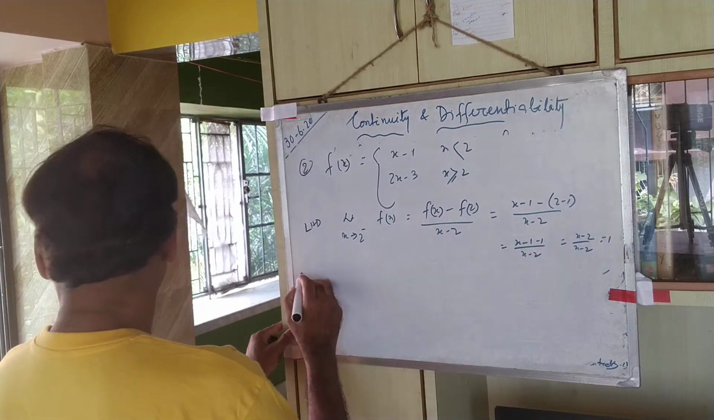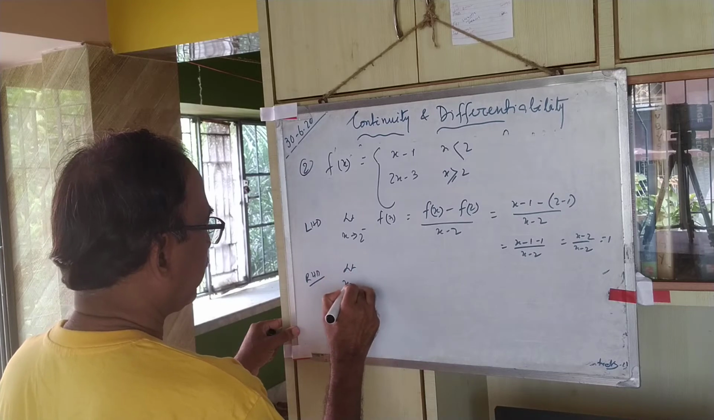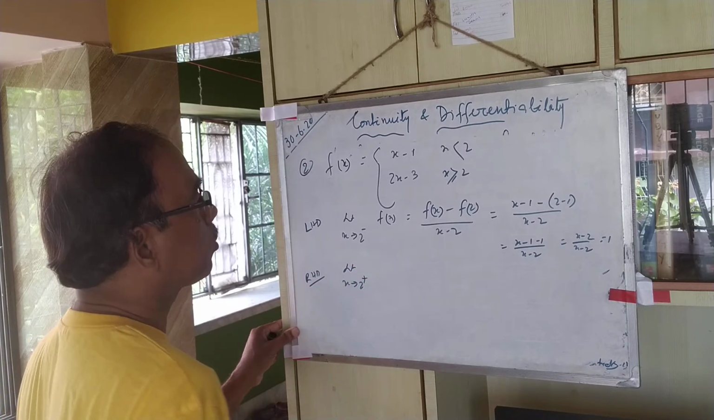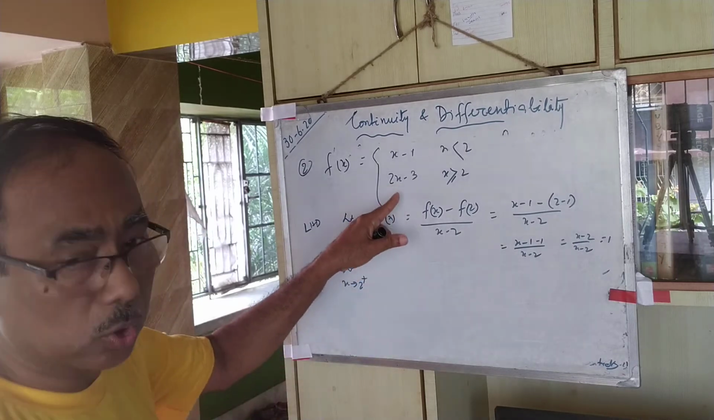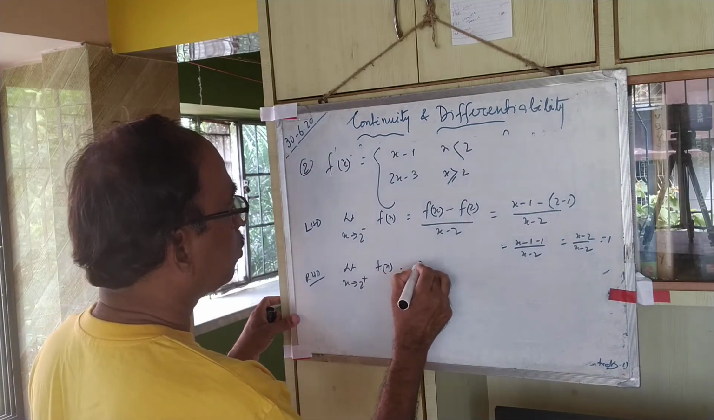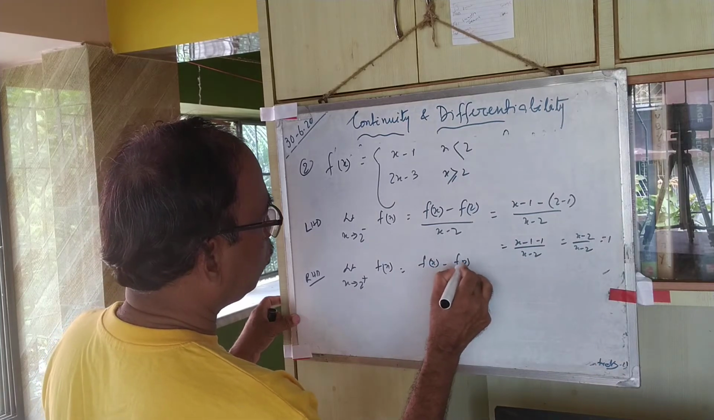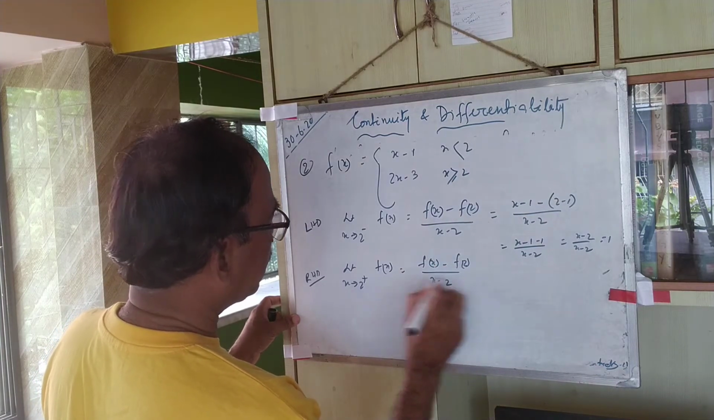But the right hand derivative, the limit as x tends to 2 positive, we have to take this value of the function, f(x) minus f(2) over x minus 2.